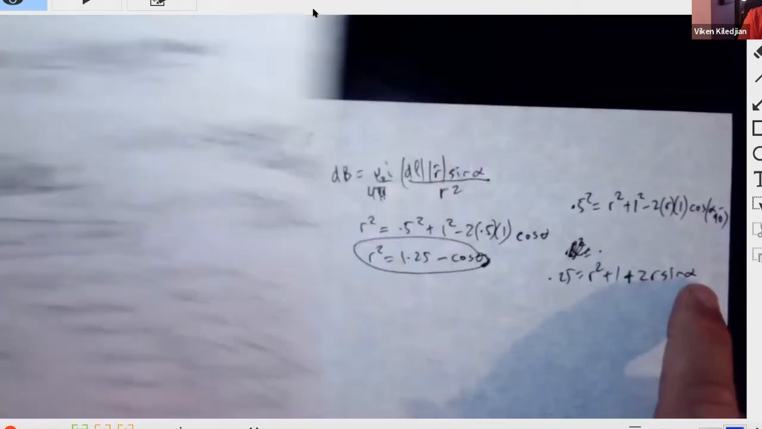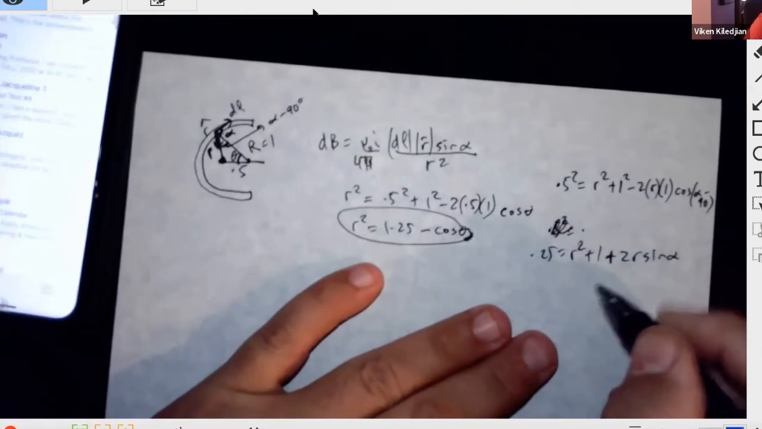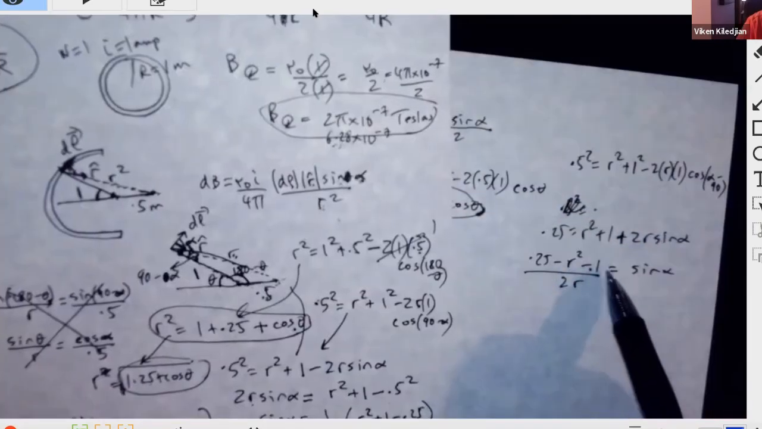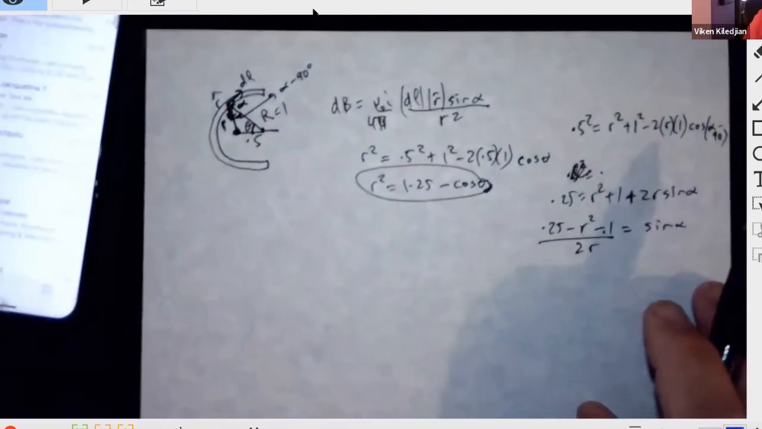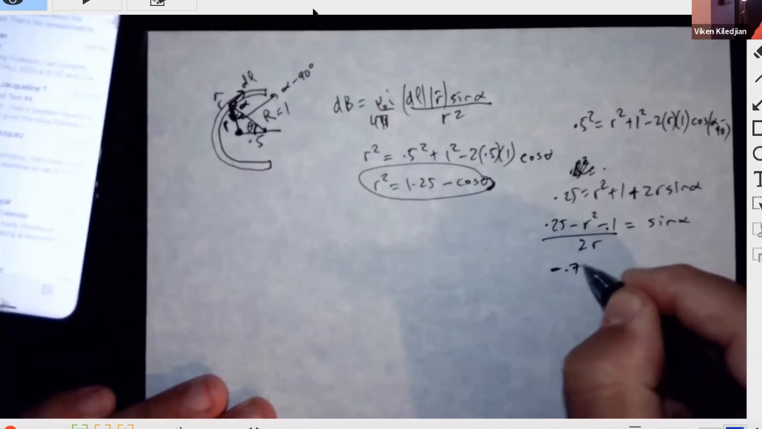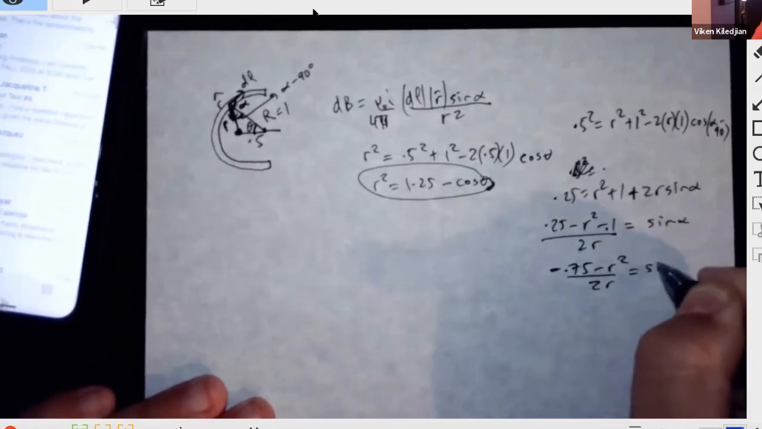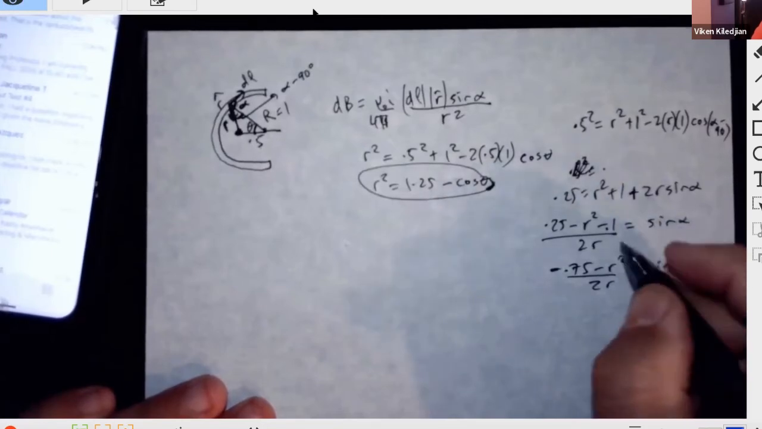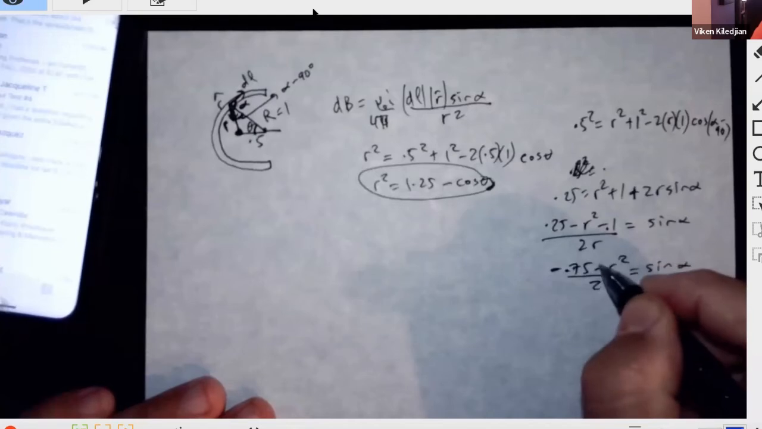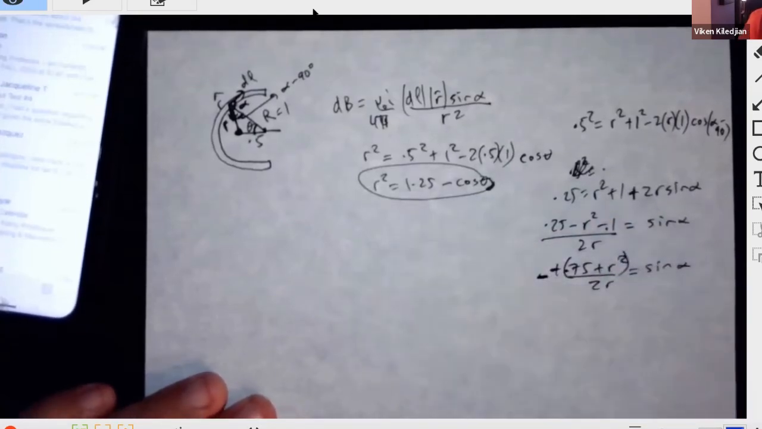So now when I'm solving for sine alpha, it's going to be 0.25 minus 1, so negative 0.75, minus r squared, over 2r. Well, you could factor out the negative and just have a negative there.